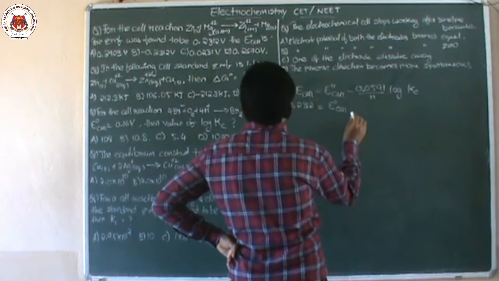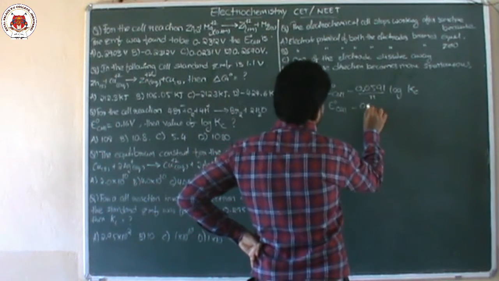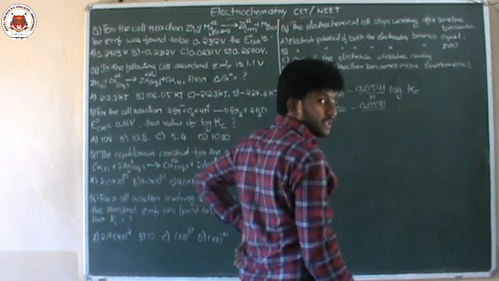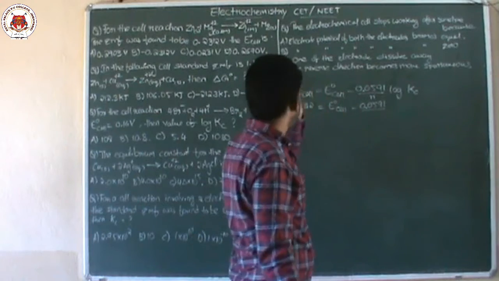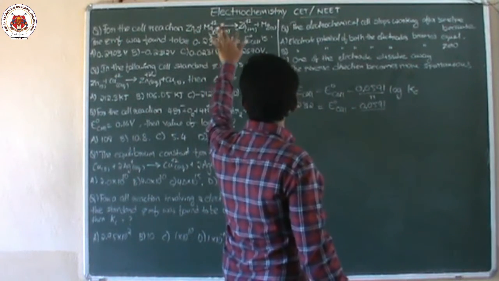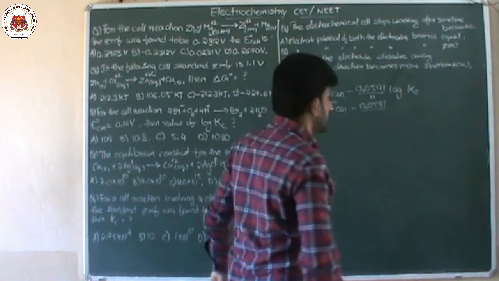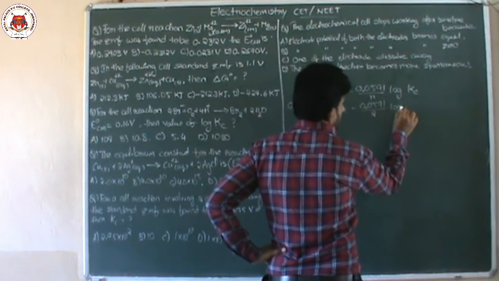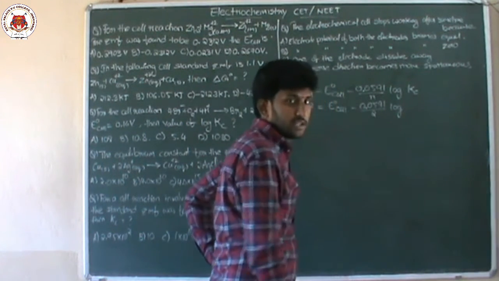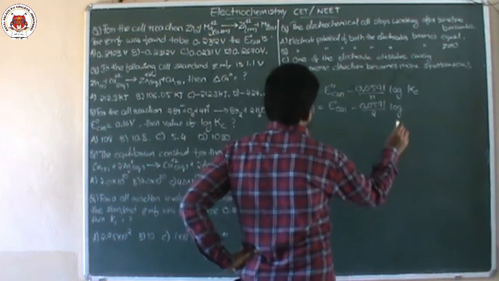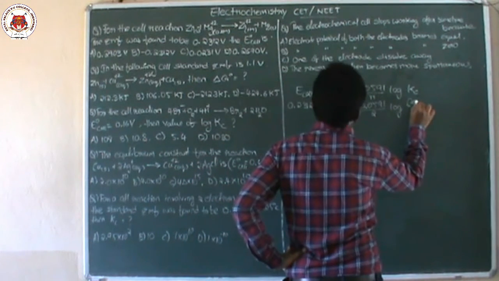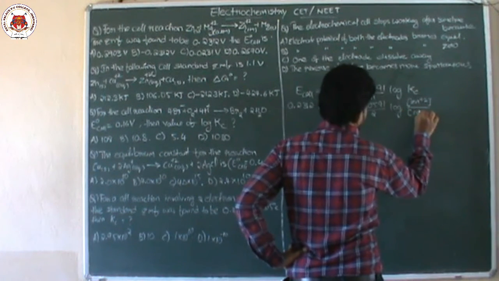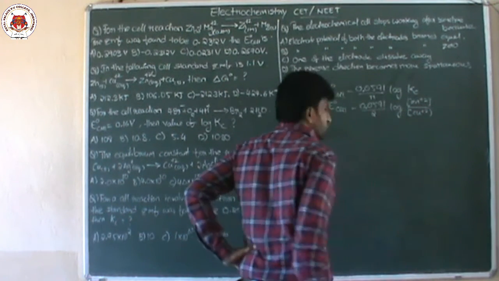Then minus 0.0591 by n. Now what is n? N means here the number of moles of electrons involved. For this reaction, how many electrons are involved? 2 electrons. Log, what is Kc? Product concentration by reactants concentration. So what is the product? We have Zn+2 ions divided by the concentration of the other ion.